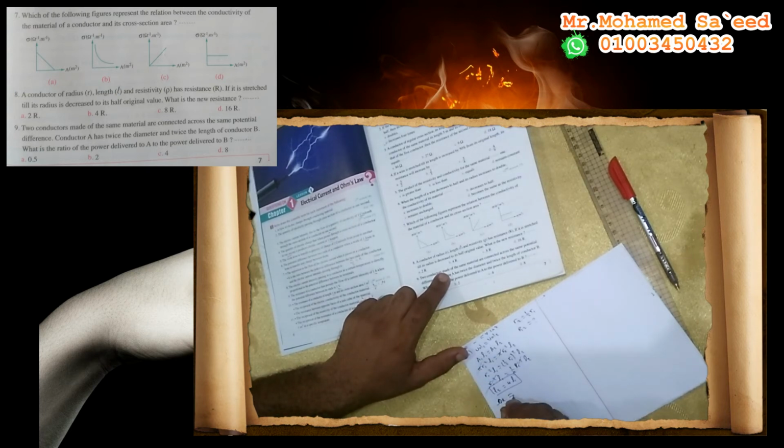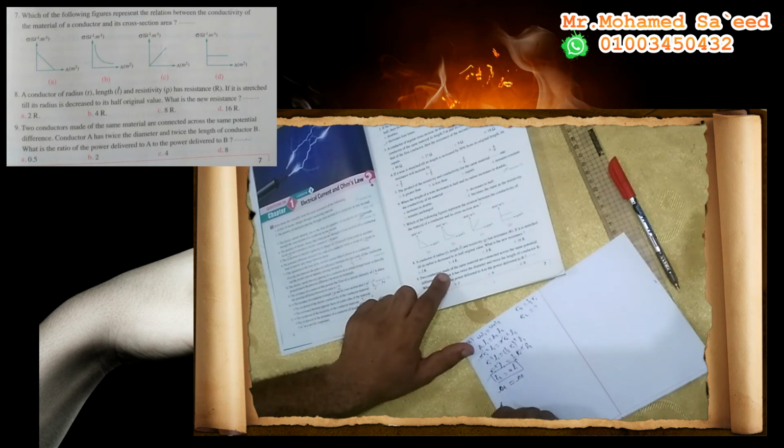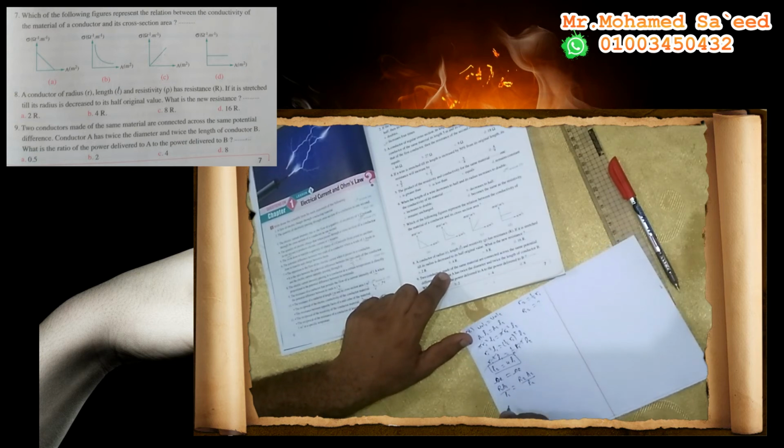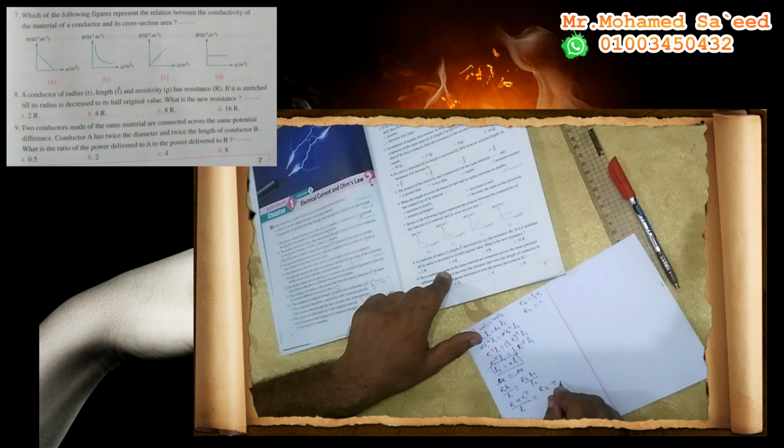So rho e, because the material of the conductor doesn't change, rho e1 equals rho e2 in the first case and second case. Rho A over L equals what? R1 A1 over L1 equals R2 A2 over L2. Substitute R1 equals R, A1 equals pi R1 square over L1, equals on the other hand R2 times pi R2 square, and R2 square equals half R1 all power 2, over L2. L2 equals 4L1. L1 cancels with L1, pi cancels with pi.